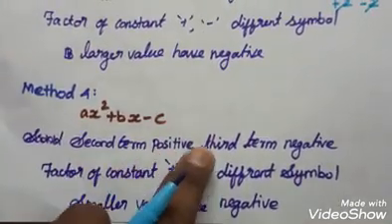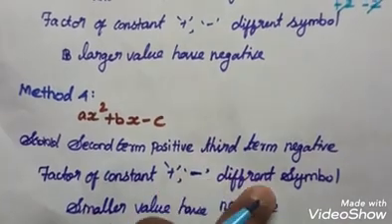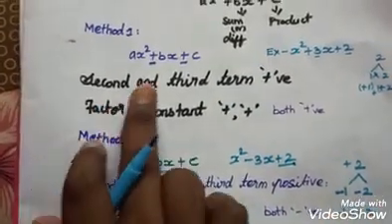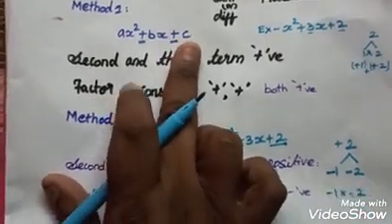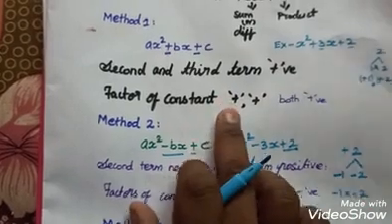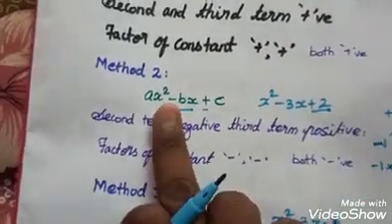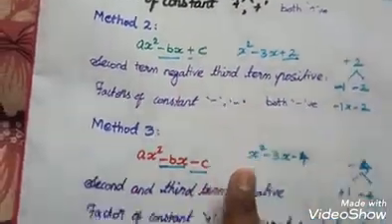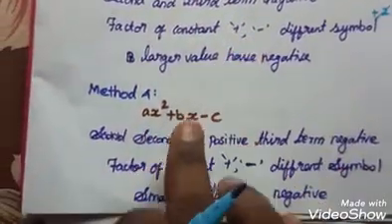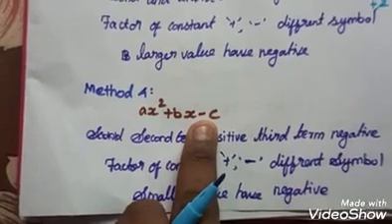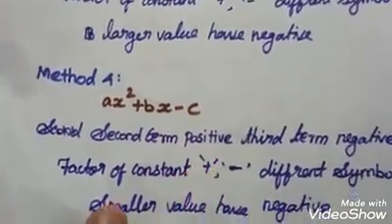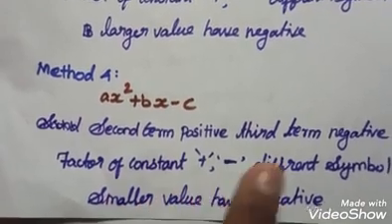Second term positive, third term negative means different symbol. Here we have two pair. You see, method 1 and method 2: both positive, and the second one is negative. We take both positive means positive, second one negative means both negative. Here both negative means different symbol, and then the last term, that is the third term, is negative, different symbol. In this condition the smaller value has negative.